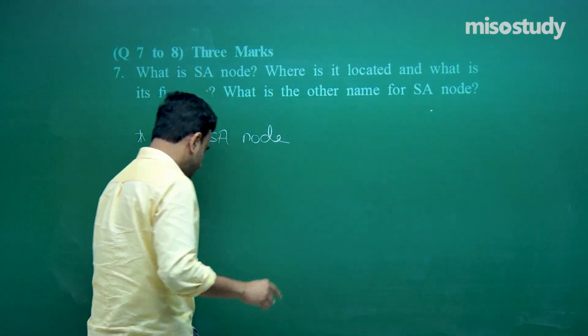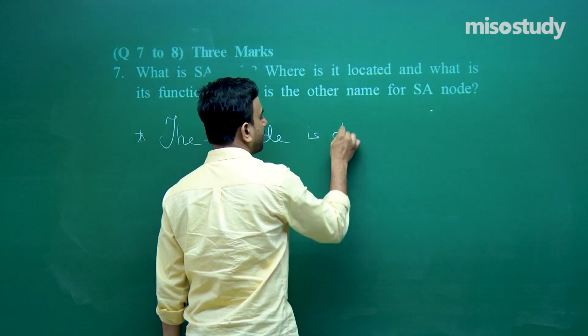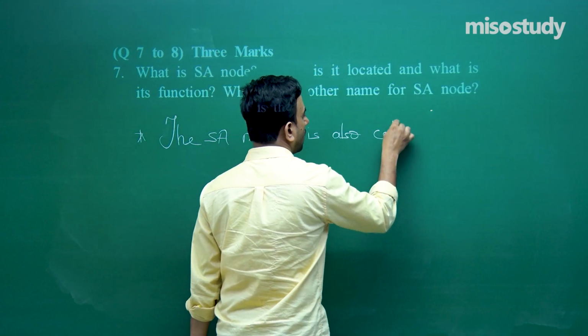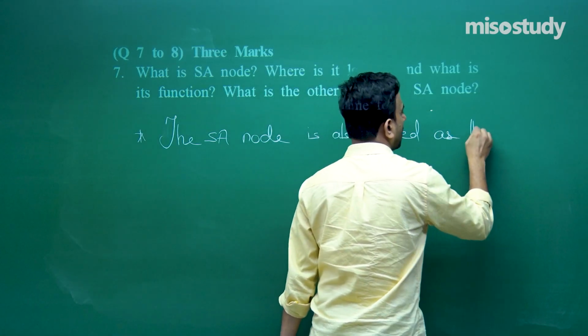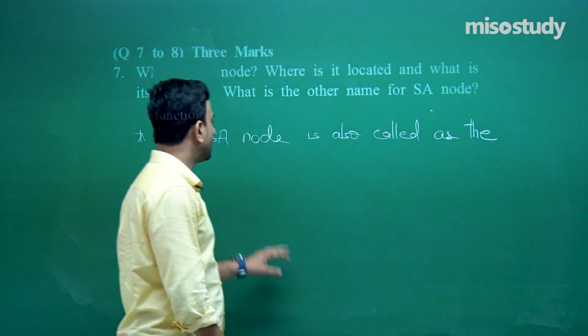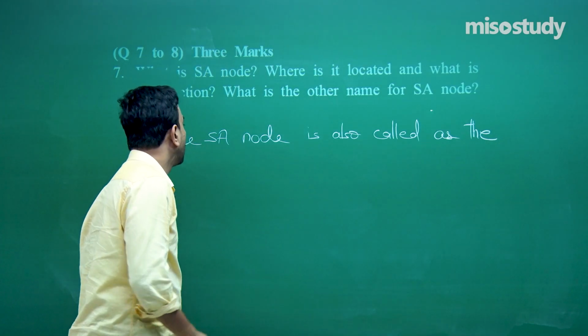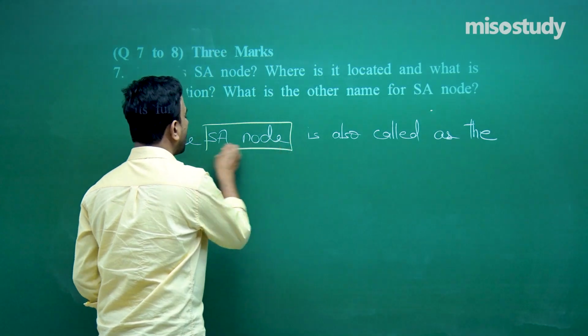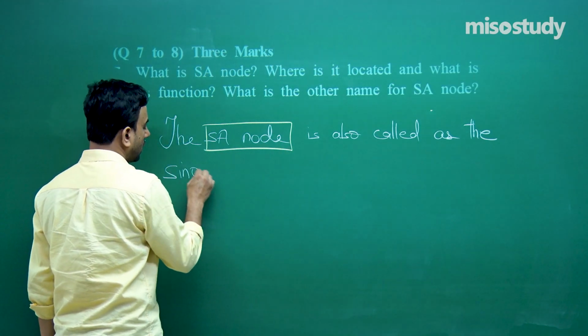The SA node is also called as the sinoatrial node.